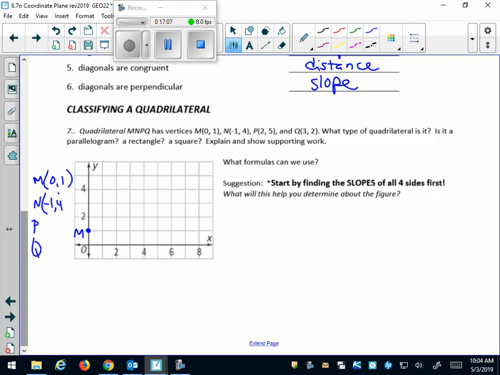N is negative 1, 4. That's here. P is 2, 5. Over 2, up 5, that's P. And Q is 3, 2. Over 3, up 2. So what shape would you guess that this is? What would be the most specific name for what you would guess this is?